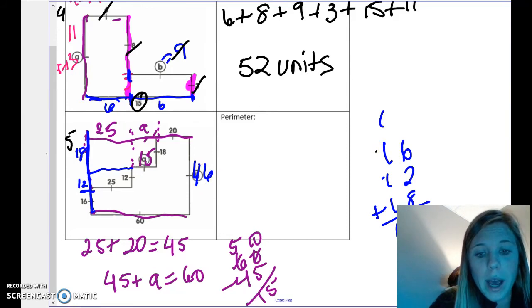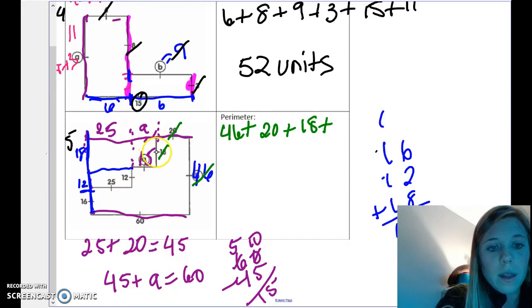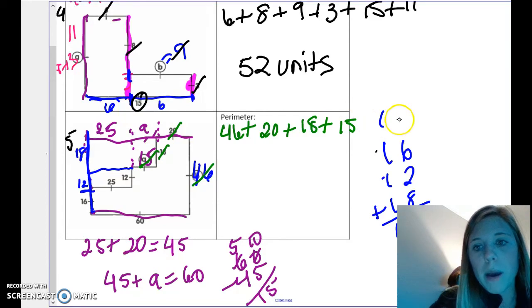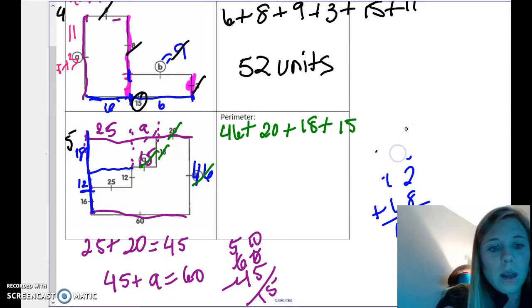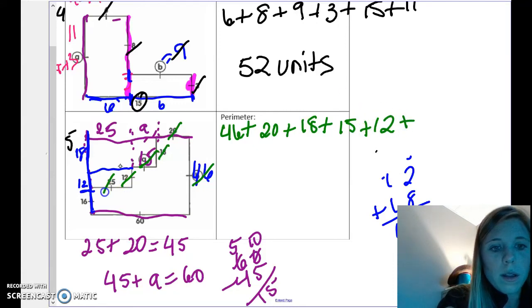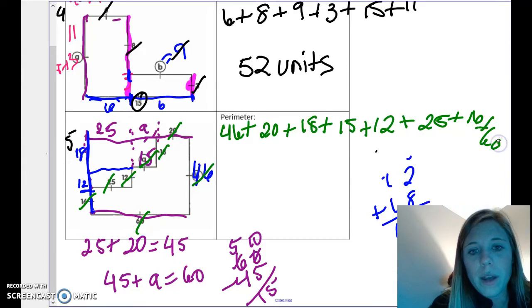So looking at all of our sides, this is kind of a mess, but we have this side B that was 46, this 20, and I'm just going around, this side 18, this side A that was 15, this 12, this 25, this 16. And the last one, 60, if I can fit it.